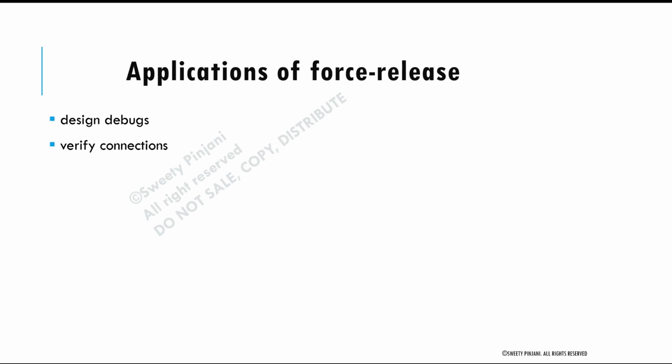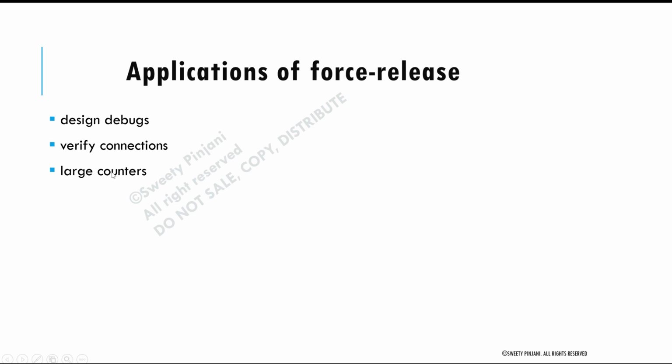The second is to verify the connections. Inside our SoC, there will be a lot of connections. There will be some sources, destinations. Say I have 32-bit data which is going from source to destination. What I will do, I will force the 32-bit data, of course, to a non-zero value and see if it went to the destination. This is how I can verify the connection.